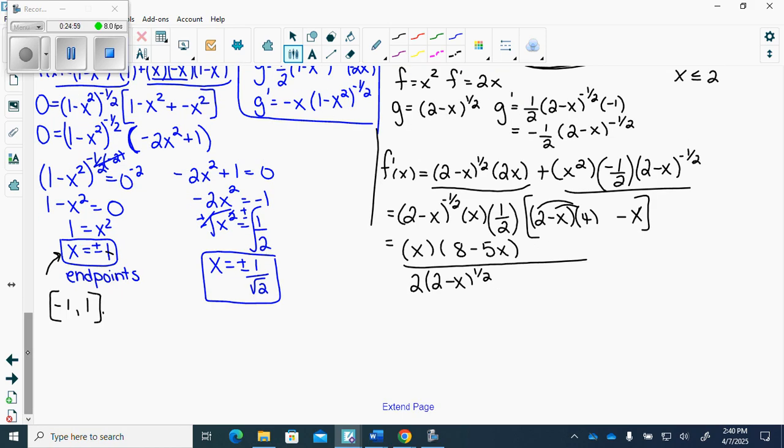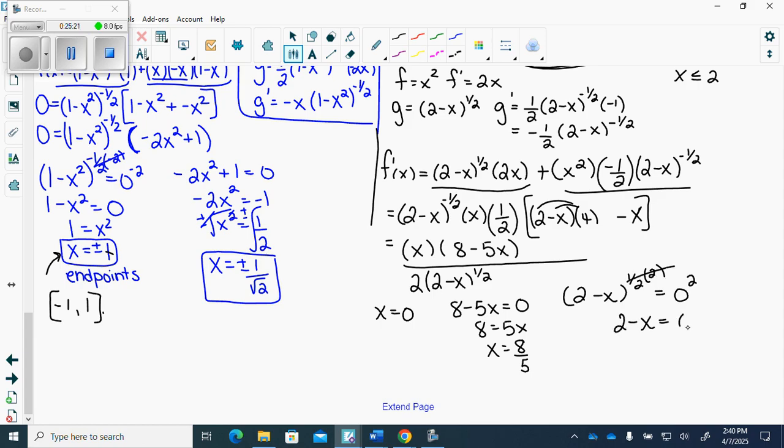So we're gonna get x equals 0. We're gonna get 8 minus 5x equals 0. 8 equals 5x. X equals 8 over 5. And then the 2 does nothing. And then 2 minus x to the half equals 0. Raised to the power of 2 changes nothing. 2 minus x equals 0. 2 equals x. This is an endpoint though, correct? Because we have that restricted domain. This is an endpoint. This is a critical number, where maximum min are.